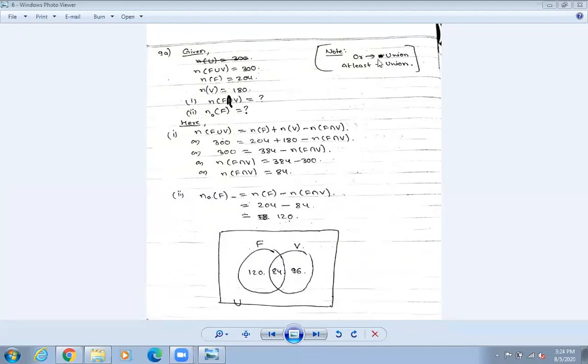Just before we mentioned also that if union or at least is given, that means union, there will be no complement. The complement will be nothing. So anyone planning to write 0, don't write 0. So this is going to be our answer.